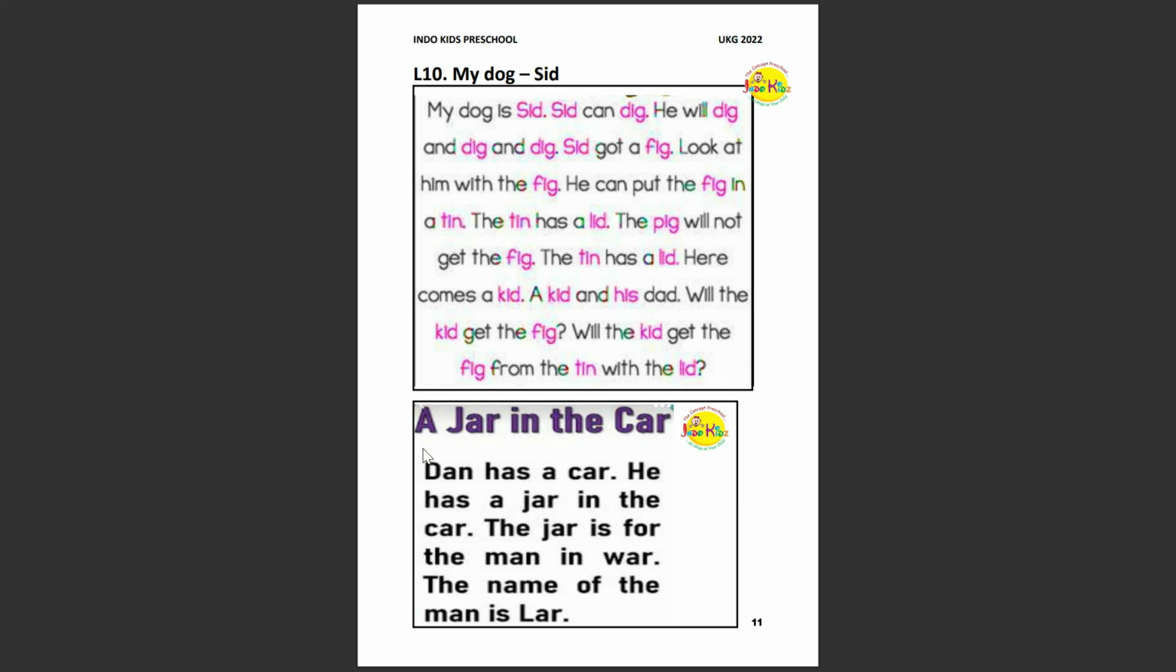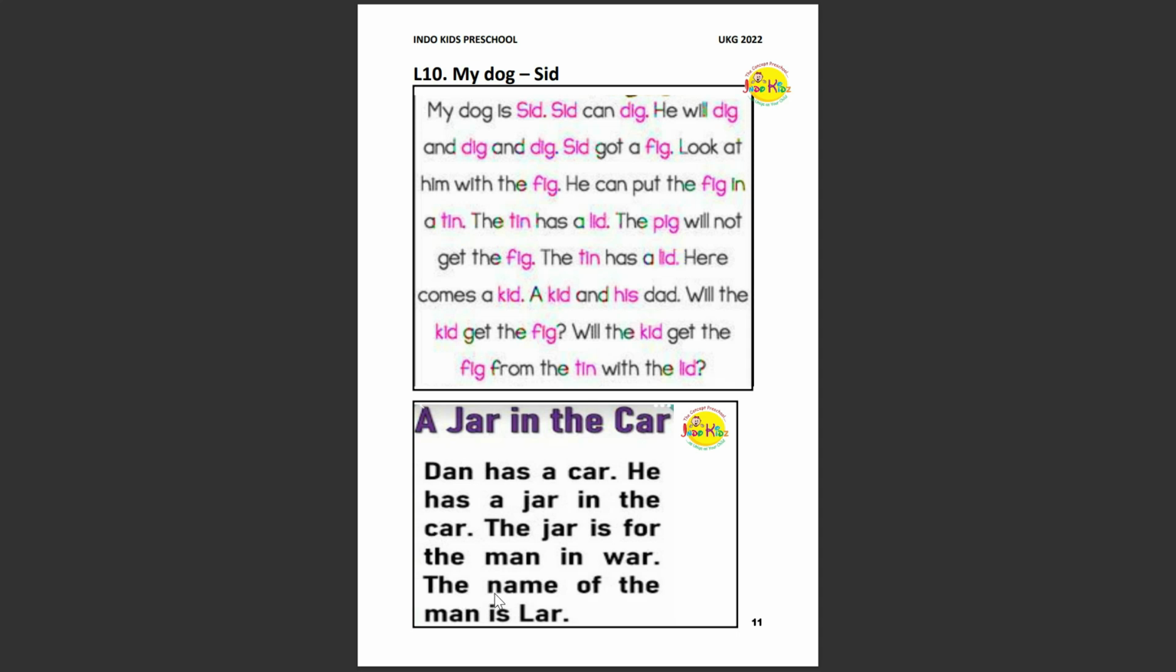Next, jar. AR is not an, it's R. Okay, long sound R. So it's A का sound आता है यहाँ पे आज R. Jar, jar. A jar in the car. Dan has a car. He has a jar in the car. The jar is for the man in war.